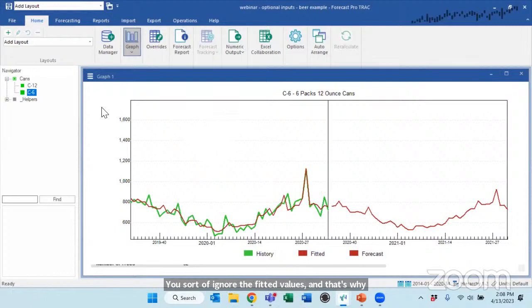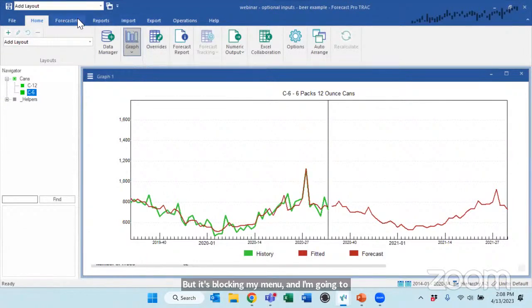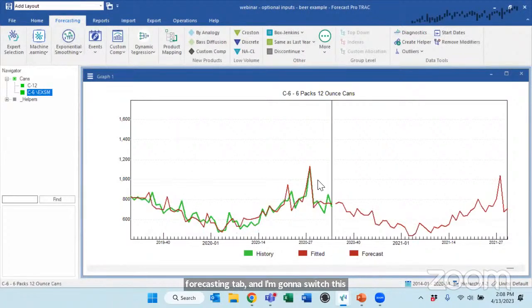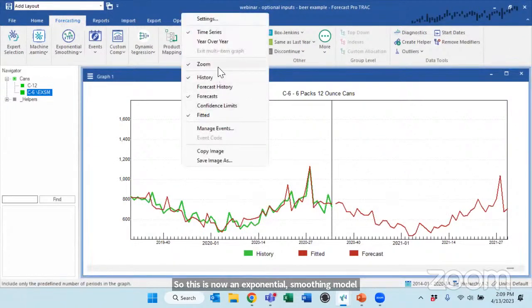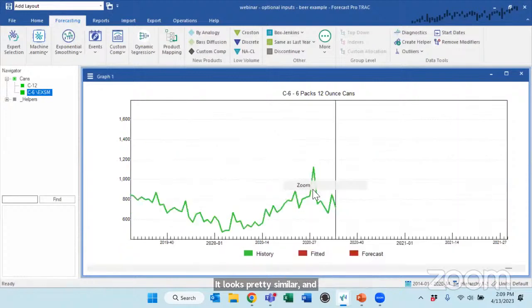What I'm going to do is change that. I have to drag something that the attendees can't see, but it's blocking my menu. And I'm going to go under the forecasting tab, and switch this to exponential smoothing. So this is now an exponential smoothing model. I can zoom out. It looks pretty similar. And now I've got these fitted values in, so I'm going to zoom in again.